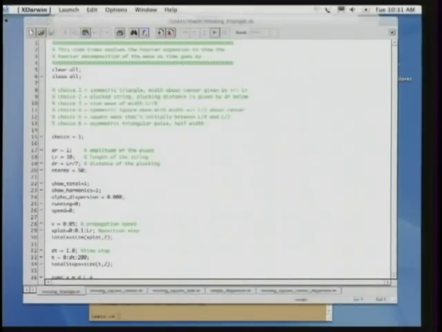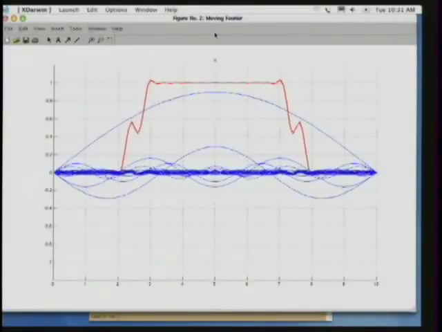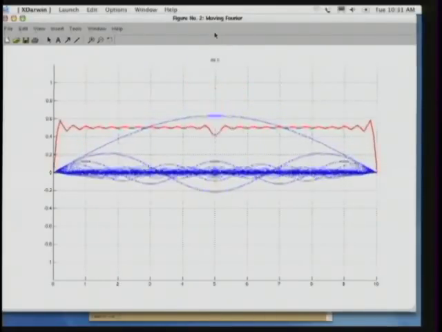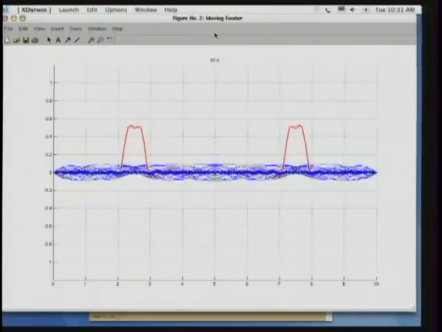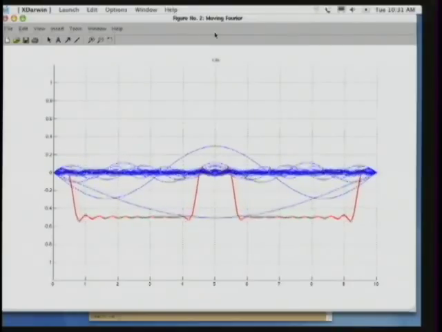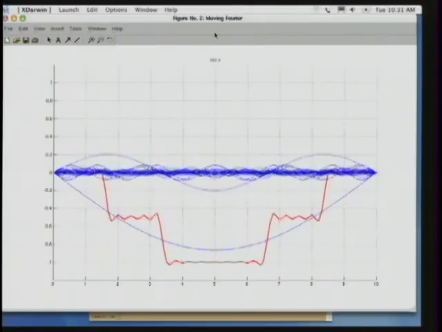The next one that I want to run for you is a square which has a width half the length of the string, and it is centered at the middle of the string. And again, two pulses are each going their own direction with half the amplitude. They're being reflected, and strange things happen at the ends. And now there comes a time, one quarter of a period of the fundamental, that you see nothing. And now they're coming back from the reflection. Very different from what you expect, isn't it?